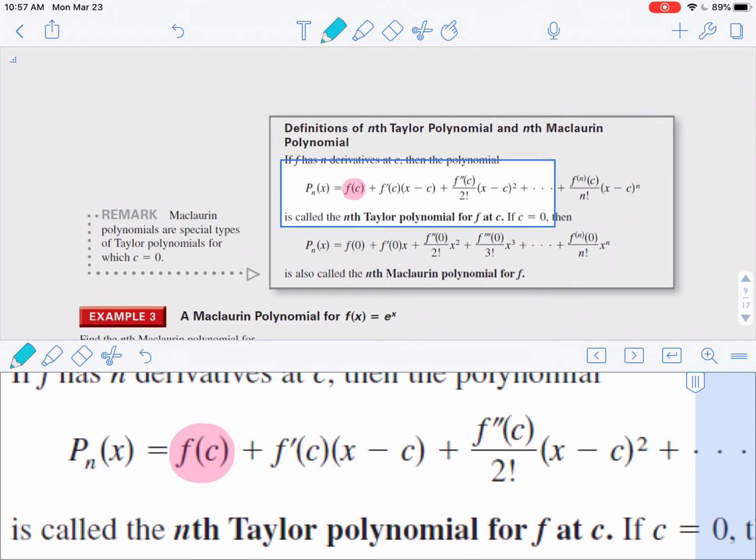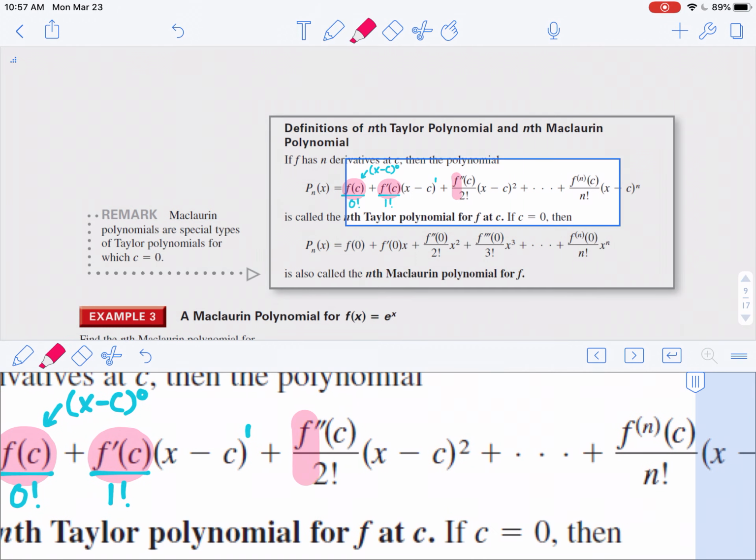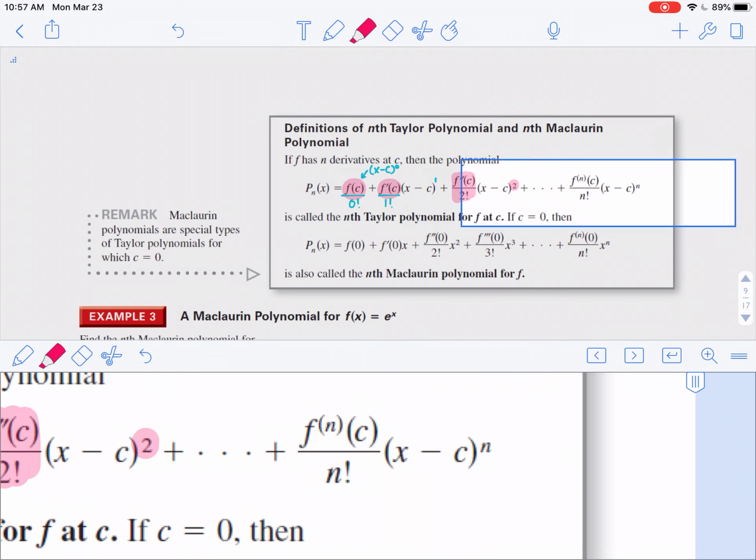And I'm just going to add in the fact that that's the same as divided by 0 factorial times the derivative of the function evaluated at c. Again, you could add in 1 factorial times x minus c to the first. This technically has an x minus c to the 0 power, but that would just be 1, and so no need to write it. And then here you start to see the pattern: the second derivative at c divided by 2 factorial with the x minus c squared, and so on and so forth, however far you need to go until the last one, which is the nth derivative evaluated at c divided by n factorial times x minus c to the n.